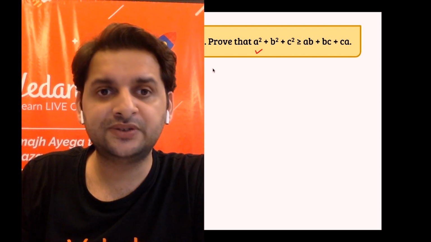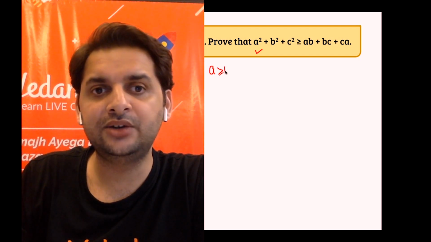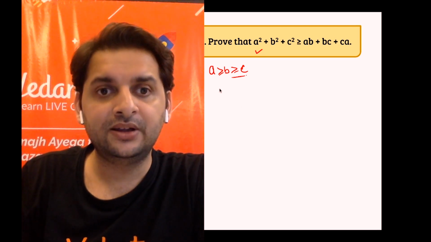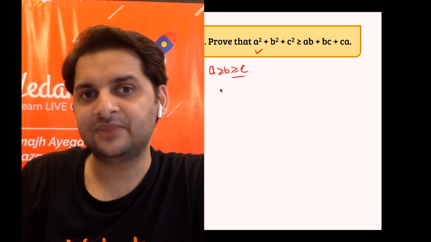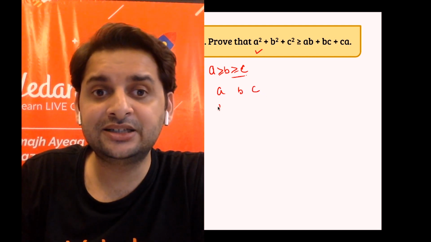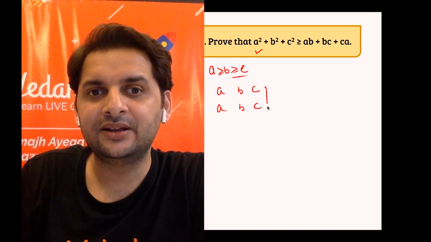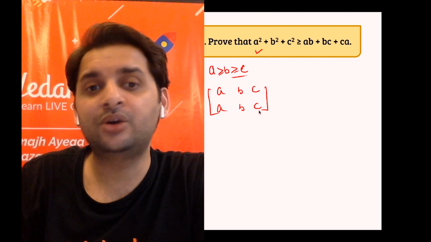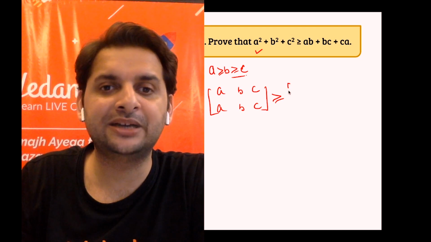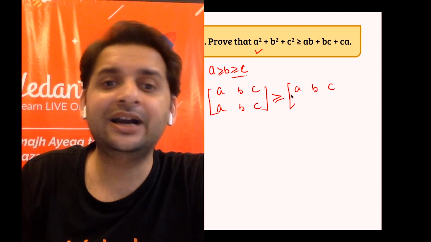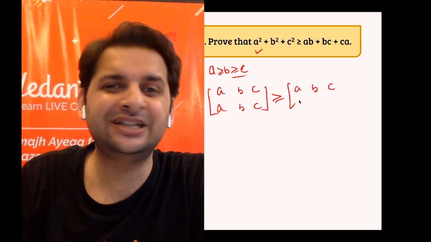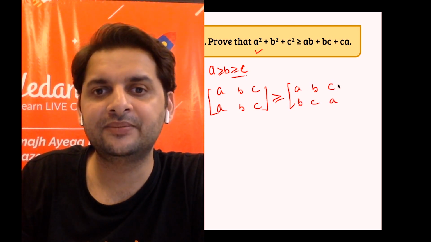So without loss of generality, I assume that a is greater than or equal to b is greater than or equal to c. I can do that, right? Now, I need two sequences. So one sequence is ABC, which is in say descending order. The other sequence is also ABC. So two sequences are in the same order. So that means this sum of the product would be the maximum. Then any other rearrangement. So first row we keep the same, and second we change the order. So B, C and A.